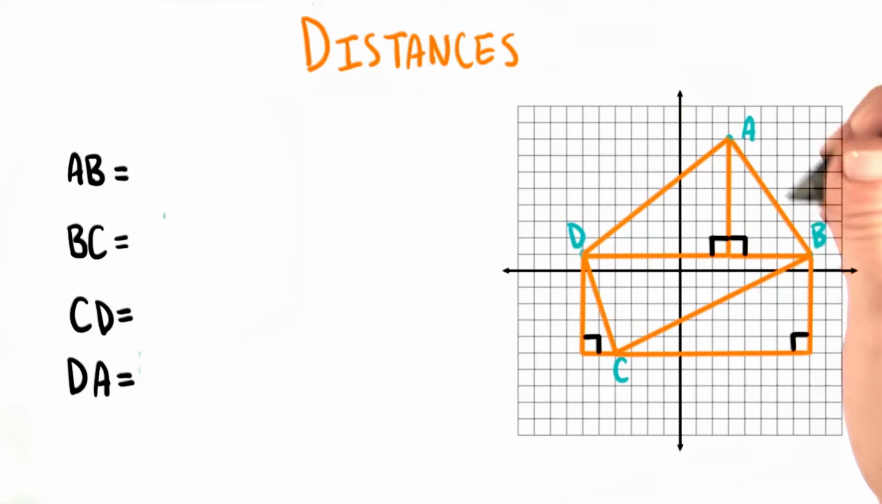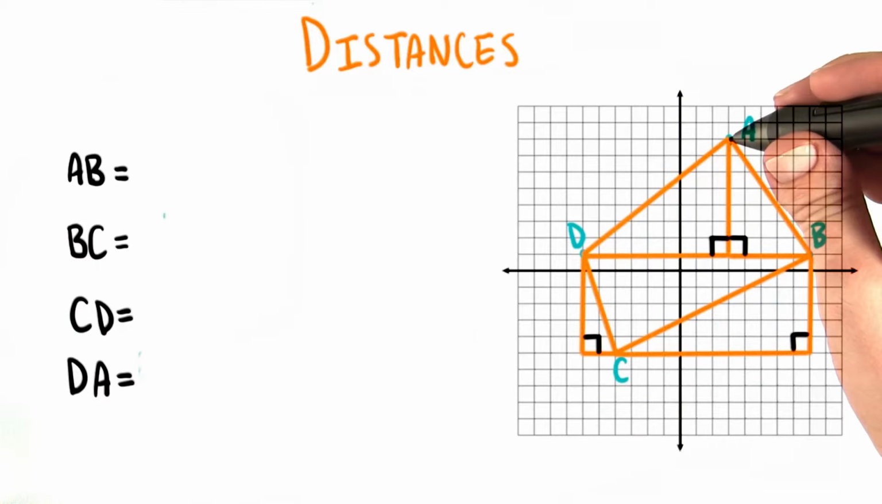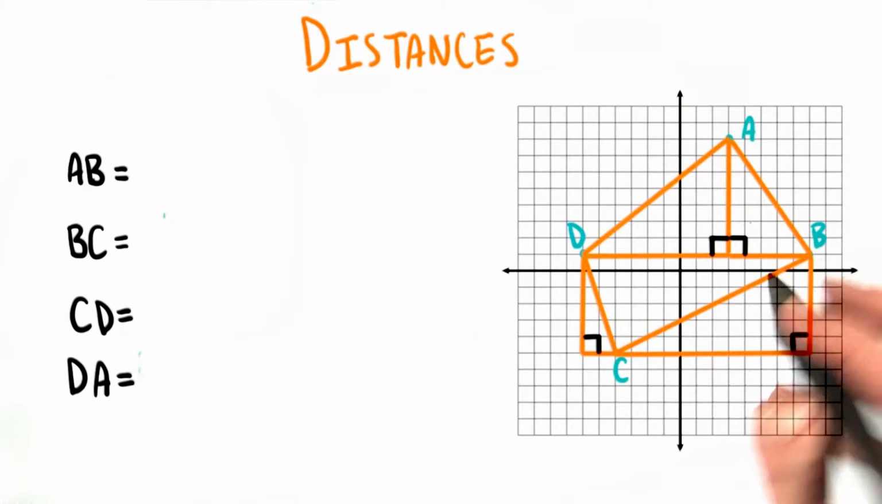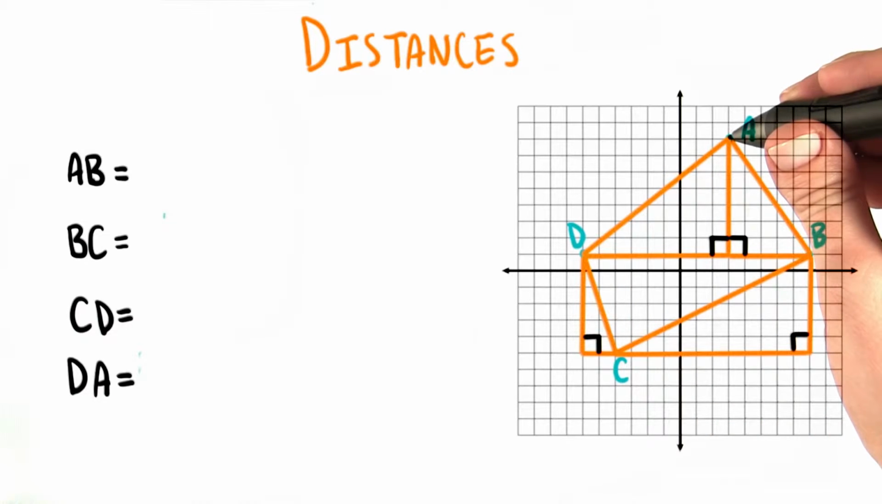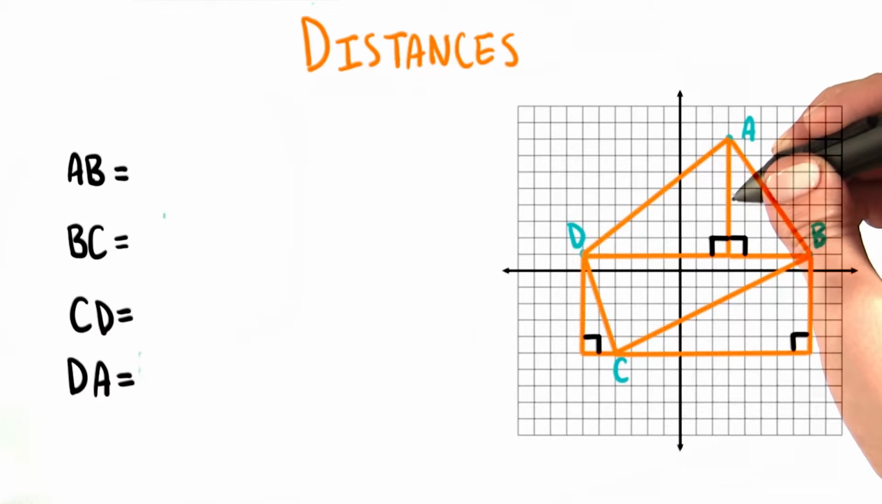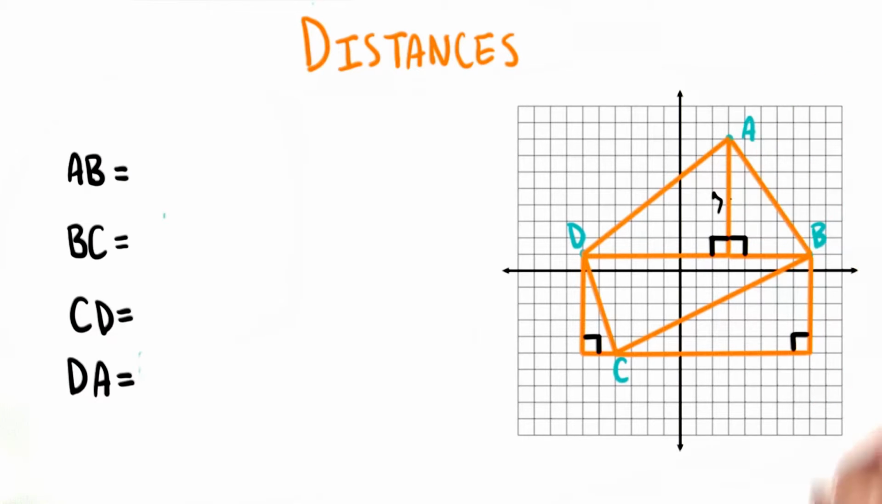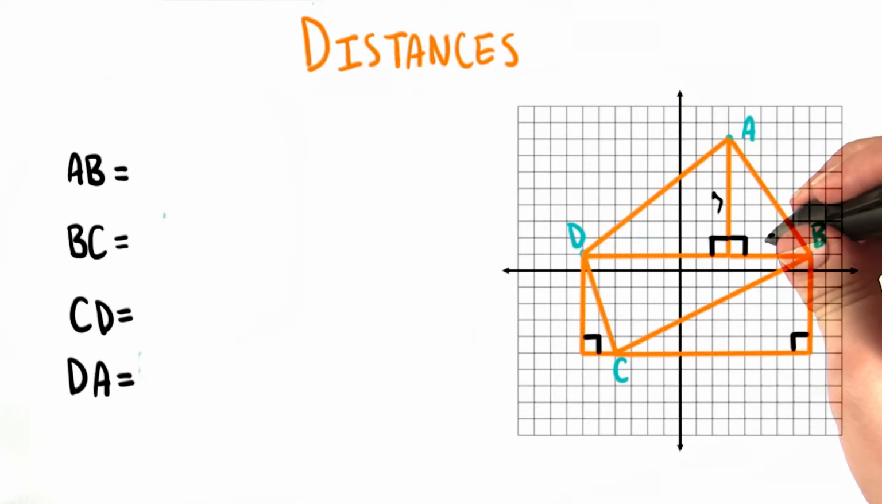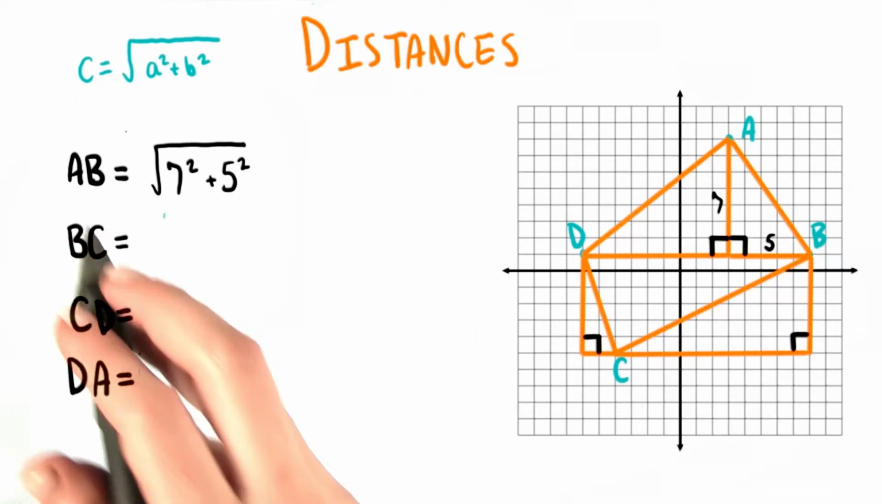Let's look at leg AB as an example for how to deal with the other three triangles on here. We need to find out the length of either of the two shorter legs in order to find out the hypotenuse. So we can just count 1, 2, 3, 4, 5, 6, 7. 7 is the length of this side. Do the same thing for this side. This is 5.